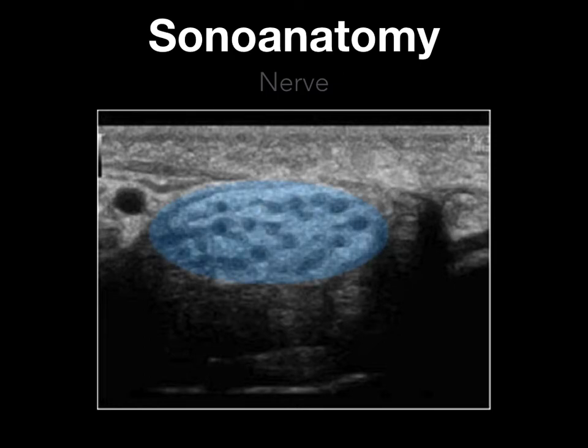You'll often hear a nerve described as having a honeycomb appearance, and what this is referring to is the anechoic nerve fascicles seen within the nerve and the surrounding hyperechoic perifascicular tissue, creating what looks like a honeycomb.